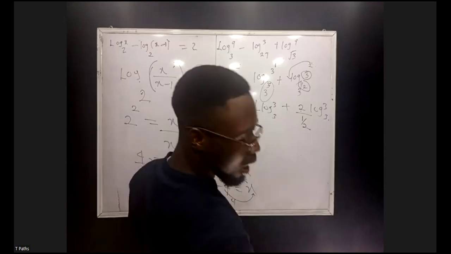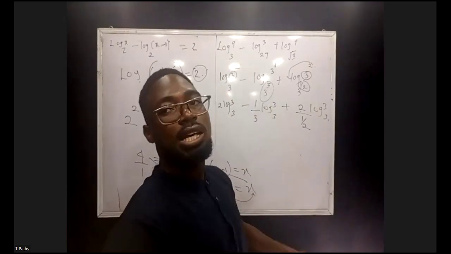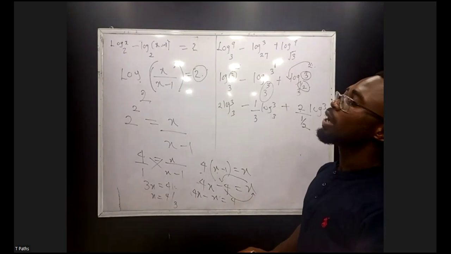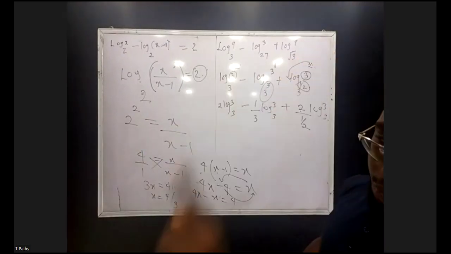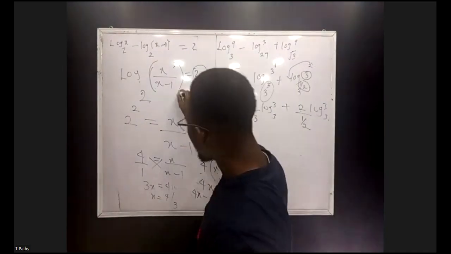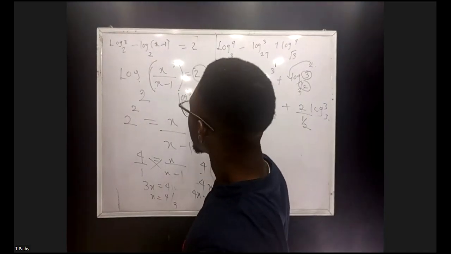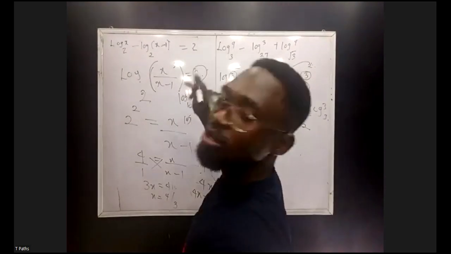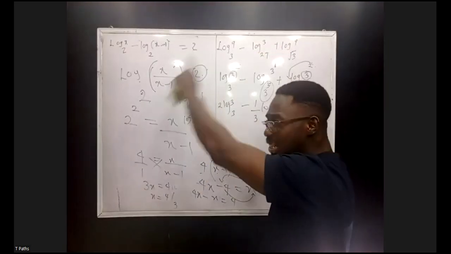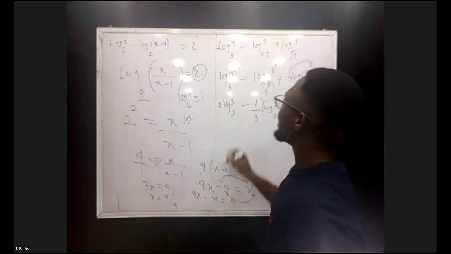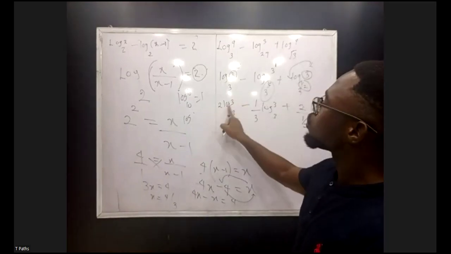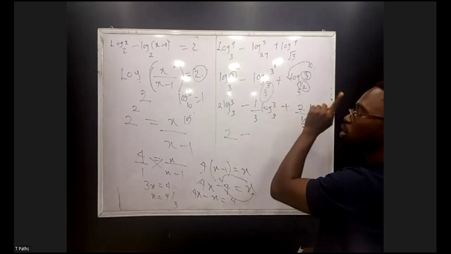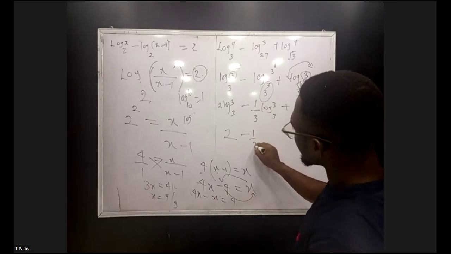But class, because I'm assuming that we all have a preliminary idea of this thing, logarithm of any number to the same base will give you 1. Logarithm of 10 to base 10 is 1. Logarithm of your name to your base name is also going to give you 1. Logarithm of anything to the same base will give you 1. It means that this log 3 base 3 is 1. 2 times 1, 2, minus logarithm of 3 base 3 again is 1. 1 times this, 1 over 3.